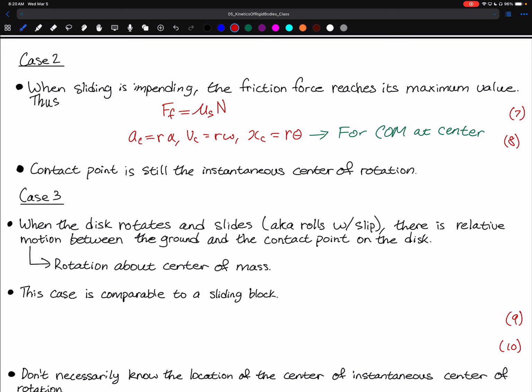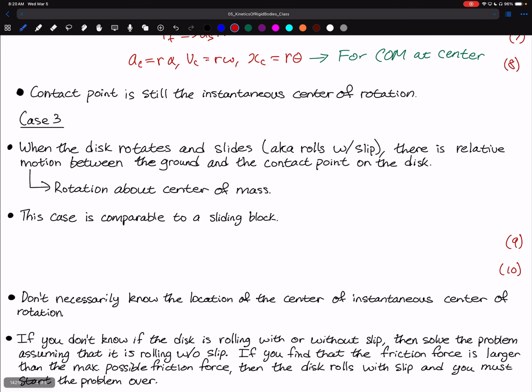Okay, so in case 3, our disk is going to both rotate and slide. This is generally called rolling with slip. As a result, there ends up being relative motion between the ground and the contact point on the disk. So basically that contact point is also moving or translating. And this is comparable to a sliding block.